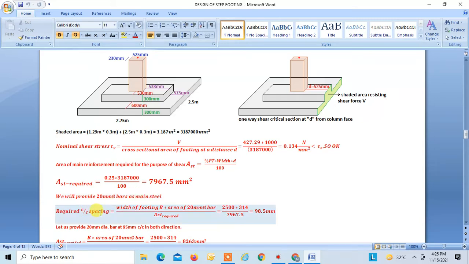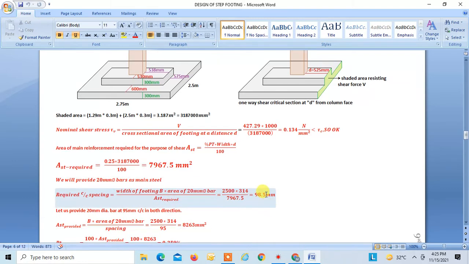We can find the spacing required for 20 mm dia bar. The formula for finding spacing required is width of footing B into area of 20 mm dia bar, divided by AST required. So this is equal to 98.5 mm. Now rounding this off to 95, we will be providing 20 mm dia bar at 95 mm center to center in both directions.